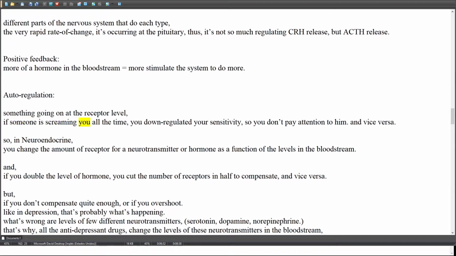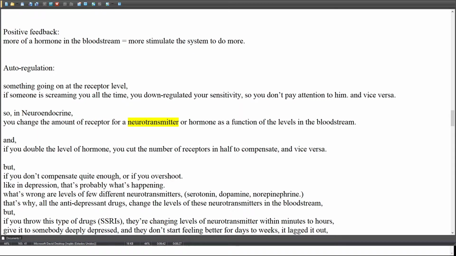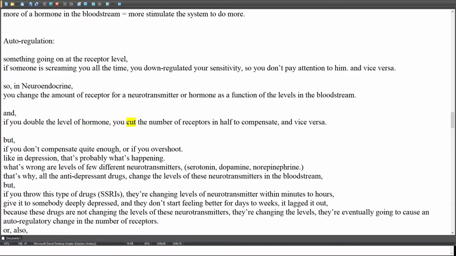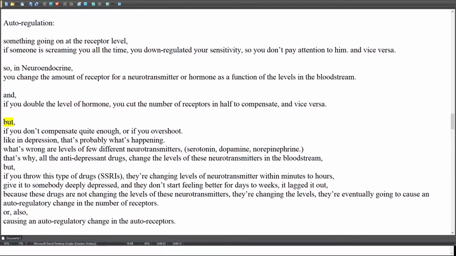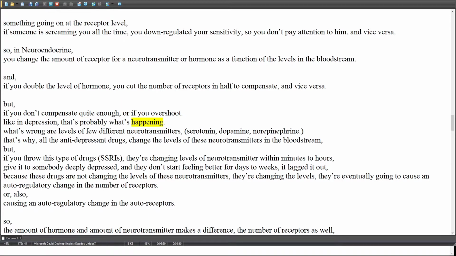If someone is screaming at you all the time, you downregulate your sensitivity, so you don't pay attention to him. And vice versa. So, in neuroendocrinology, you change the amount of receptor for a neurotransmitter or hormone as a function of the levels in the bloodstream. If you double the level of hormone, you cut the number of receptors in half to compensate, and vice versa. But if you don't compensate quite enough, or if you overshoot, like in depression, that's probably what's happening.